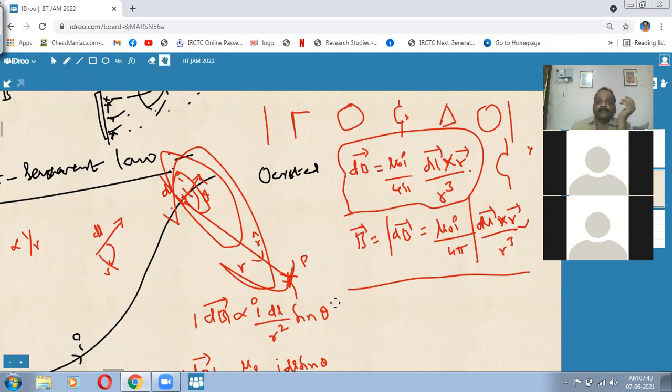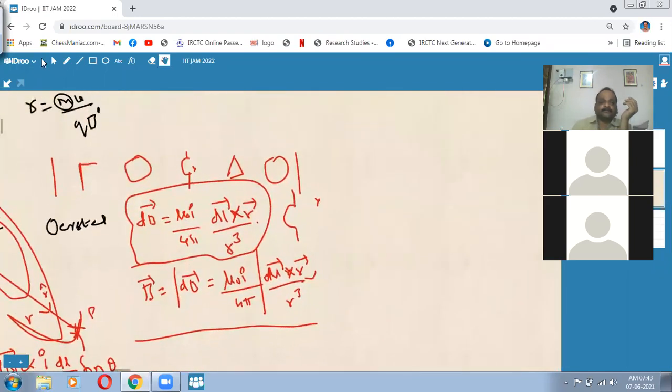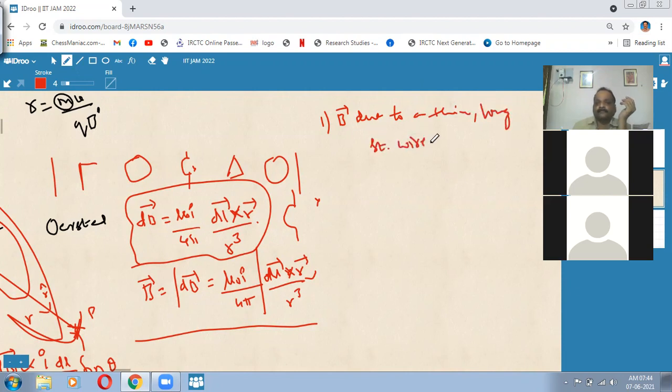The first one is the field due to a straight current carrying wire. That becomes the first application of the Biot-Savart Law. Write down applications: B due to a thin, long, straight wire. This is the first application.